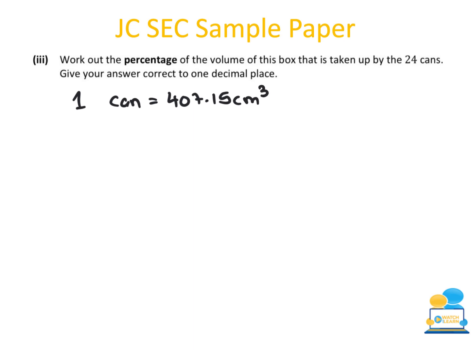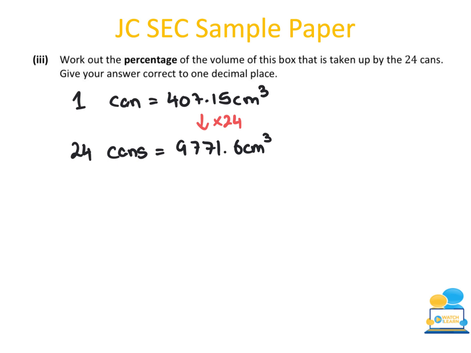In this box we have 24 cans. So we want to see, well, what's the volume 24 cans would take up? To do this, I'm going to multiply 1 can by 24. That gives me an answer of 9,771.6 centimetres cubed.